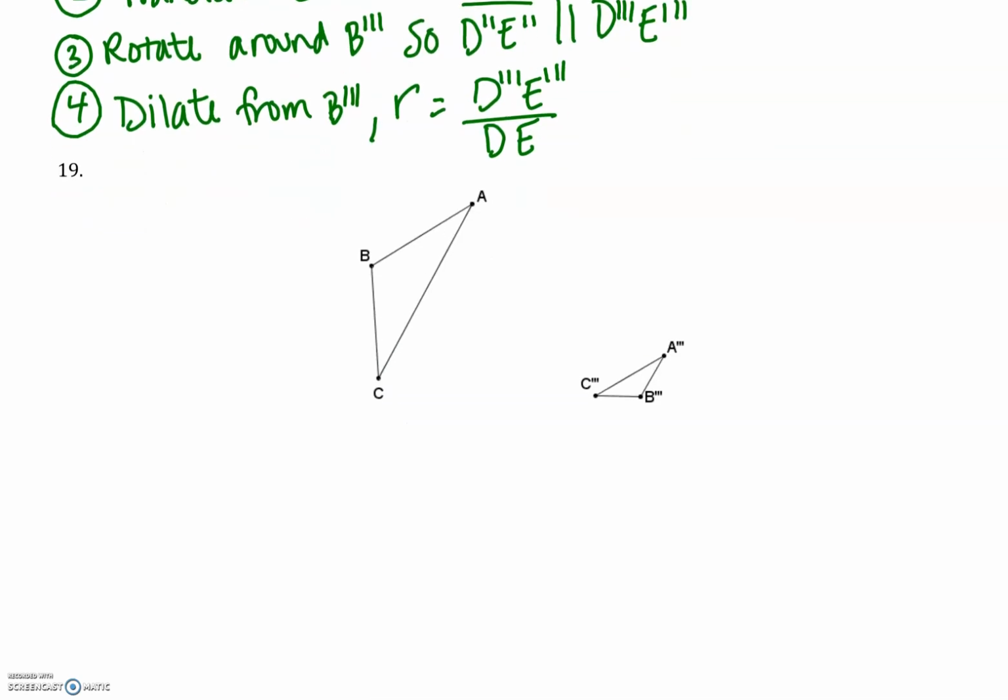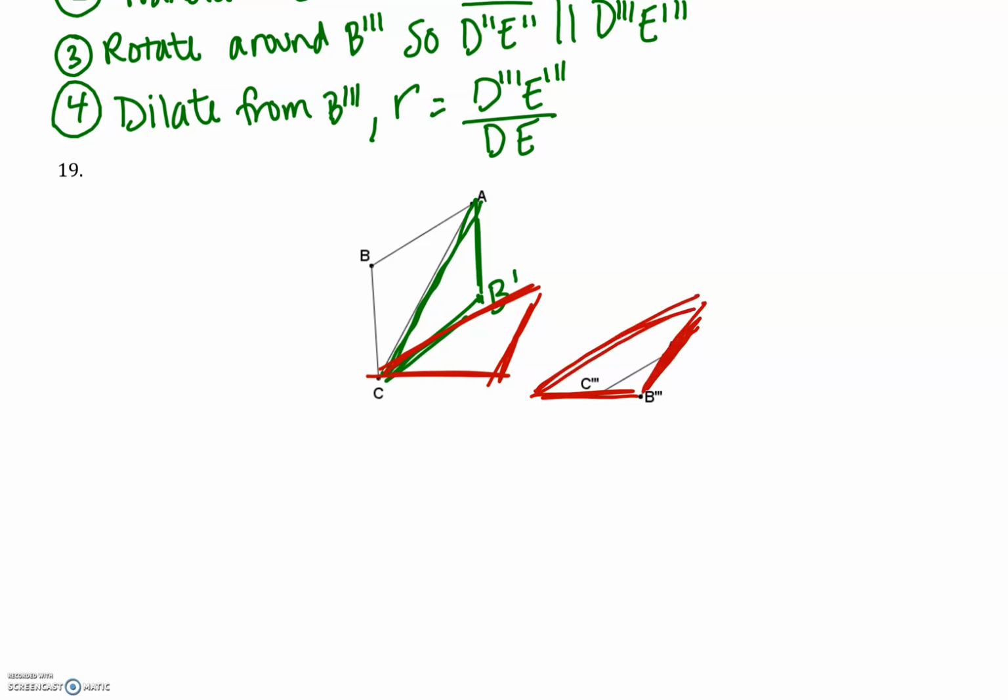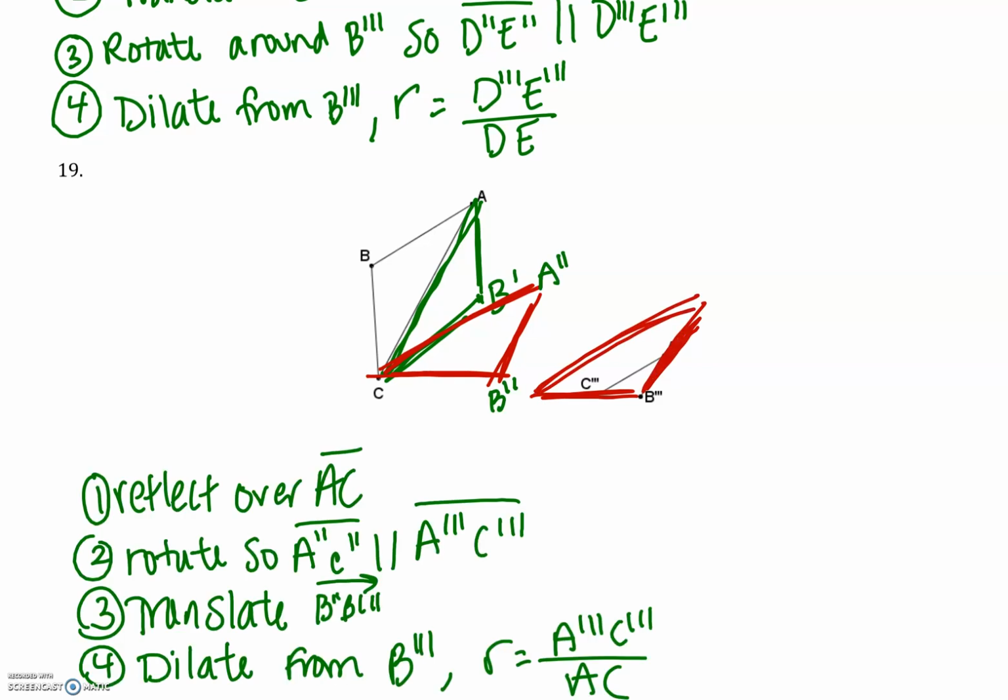Okay, same thing here. There's clearly been a reflection. So what if I reflected so that triangle AB prime C is like that now? And then maybe I would want to rotate it so that AC is parallel. So that would look like this. And then I could do a translation so that it was over here. And then a dilation. And then I could list them out like this.